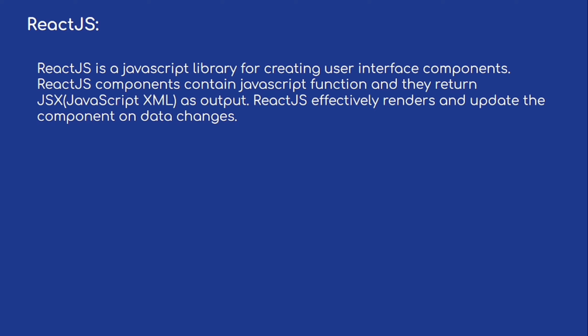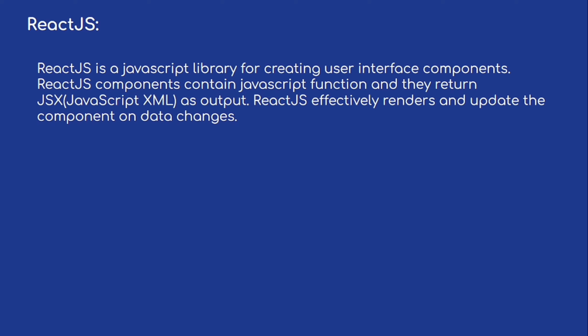So what does JSX mean? It is HTML, purely HTML. But when it is returned from JavaScript code, then it is called JavaScript XML, JSX. React.js effectively renders and updates the components on data change. So whenever any data in the component changes, it automatically re-renders or refreshes the component. Okay, so that's about React.js.